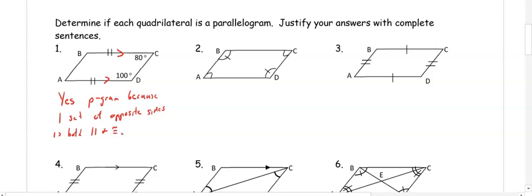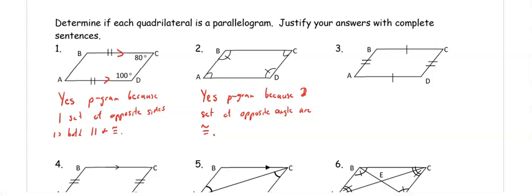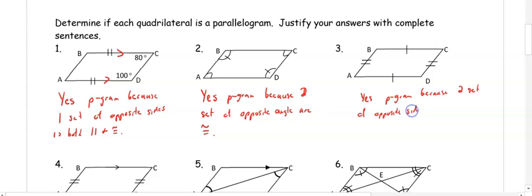In number 2, we see that B is congruent to D and A is congruent to C. So yes, this is a parallelogram because two sets of opposite angles are congruent. In number 3, BC is congruent to AD and AB is congruent to CD. So yes, this is a parallelogram because two sets of opposite sides are congruent.